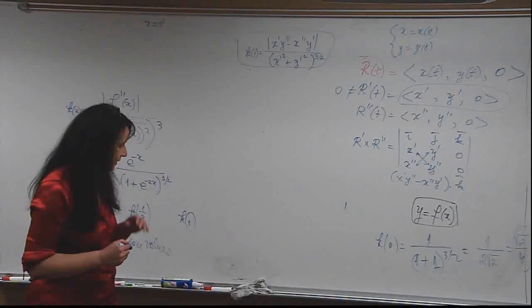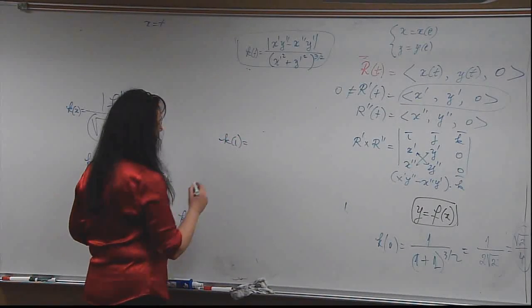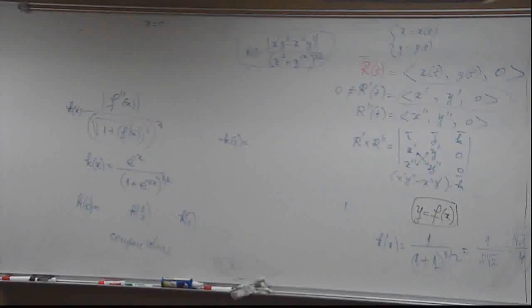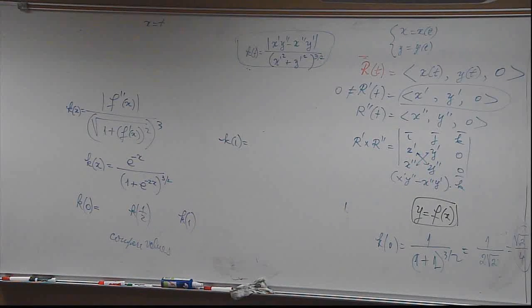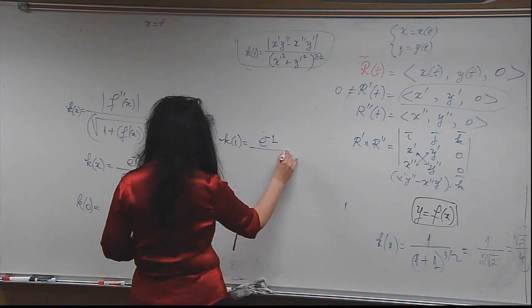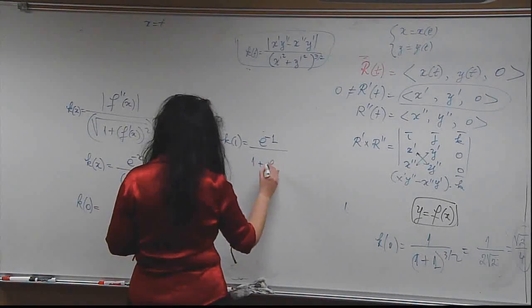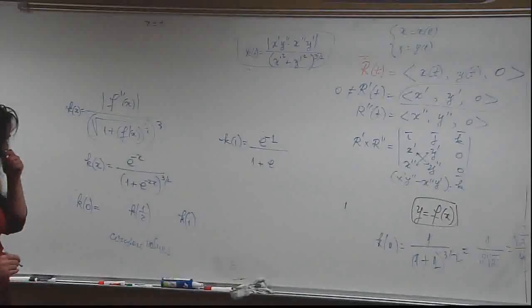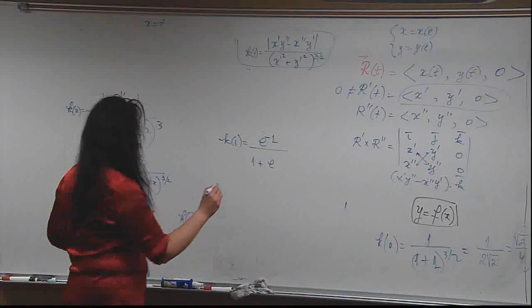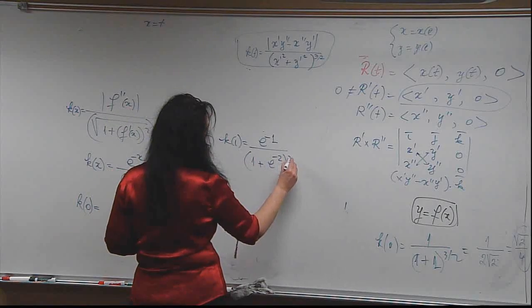There were no calculators. How about K of 1? What is that? E to the minus 1. That's a little bit harder to compute, right? 1 plus e to the, what is that going to be? Minus 2. Replace x by 1 to the 3 halves.